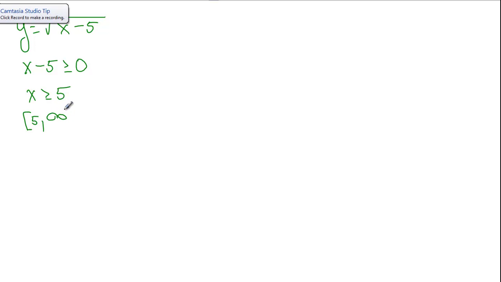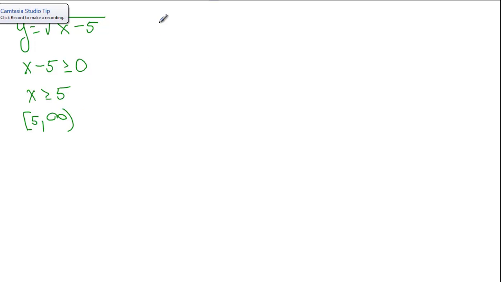For instance, we could say, what's the domain of y equals the square root of x minus 5? Well, to figure that out, we simply take the radicand, what is underneath here, and set it greater than or equal to 0, because whatever is under here has to be greater than or equal to 0. And solve. And that actually gives us our domain. It's that simple. In terms of interval notation, it would be this.